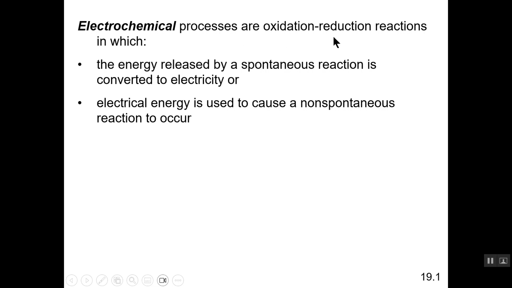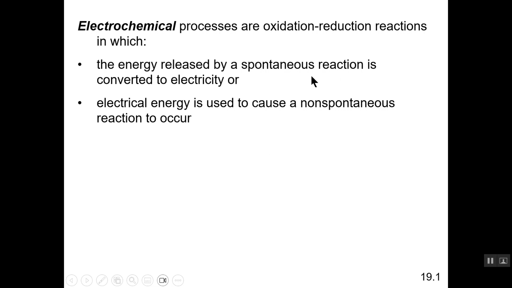Now, redox is something that you should have met before in Chem 1, and we're going to review some stuff that you should have covered in Chem 1. But the important thing I want to bring to your attention is that there are two types of processes. One where there is energy released in the form of electric currents that is the result of a spontaneous reaction. Another type of electrochemical process is one where electrical energy is actually used to drive a non-spontaneous reaction.